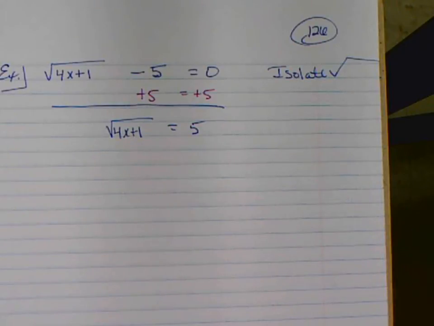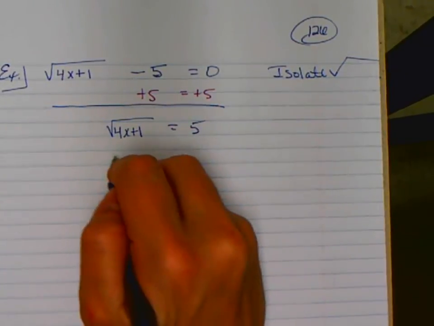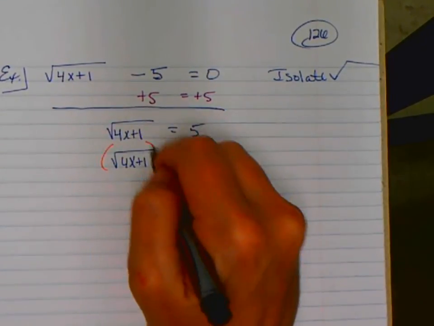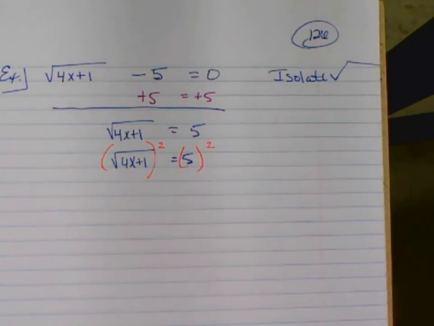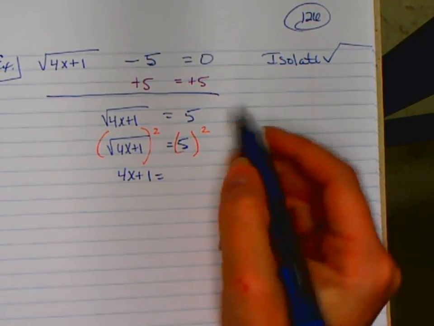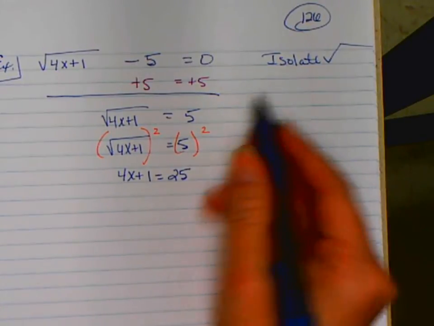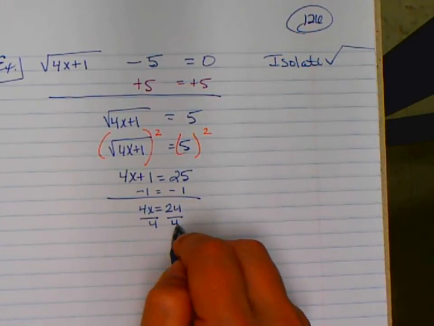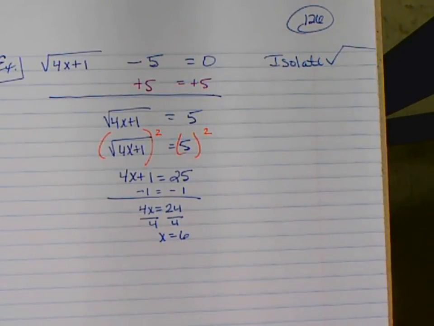Now what? Square both sides. Well, let's just go ahead and write another step so it's not confusing. So the square root of 4x plus 1 equals 5. I'm going to square both sides because that is the inverse of taking the square root. It will undo taking the square root. And what's the square root of 4x plus 1 quantity squared? 4x plus 1 equals 25. Now we'll just solve for x. And x equals 6.